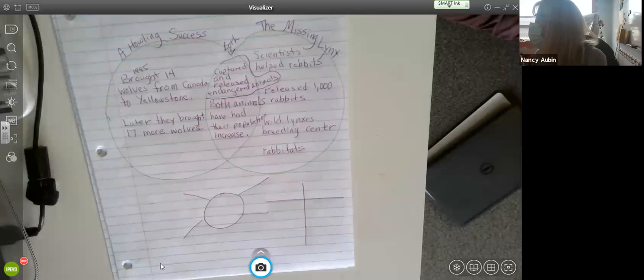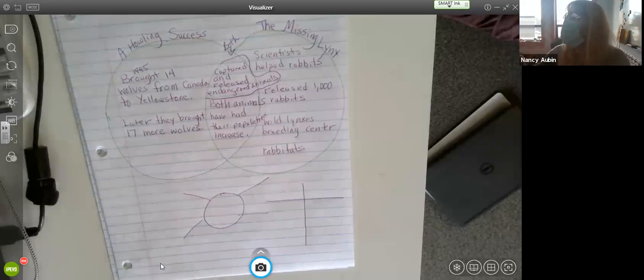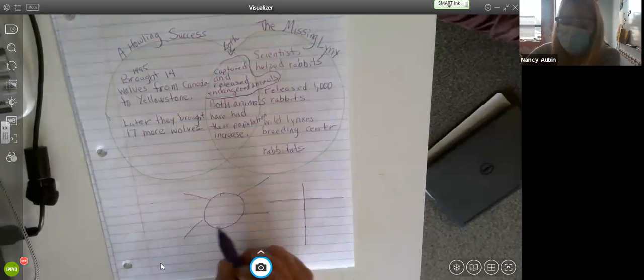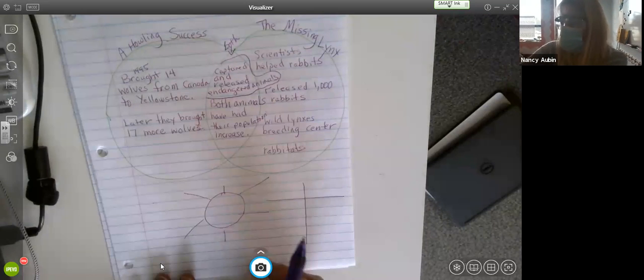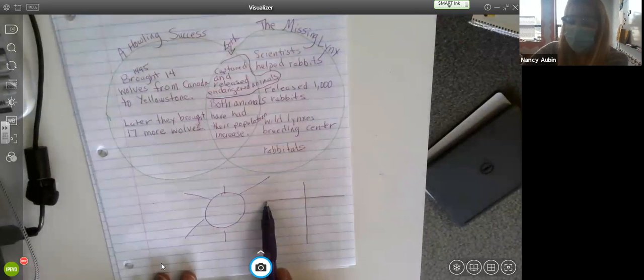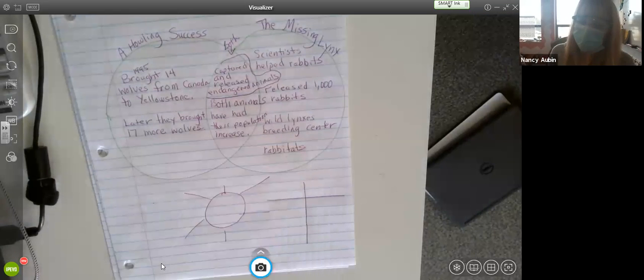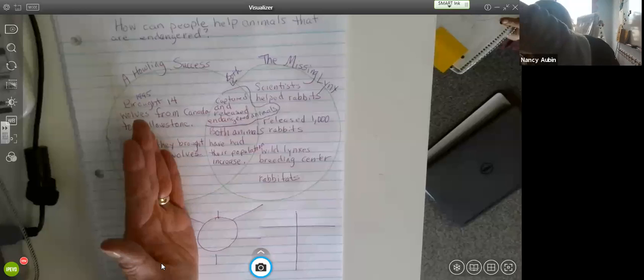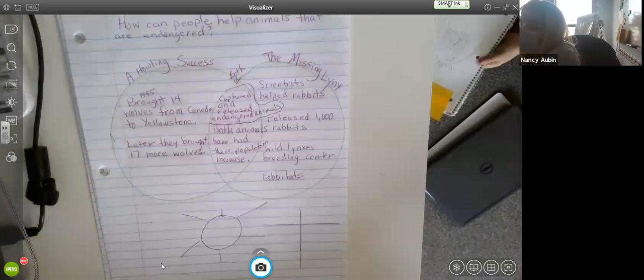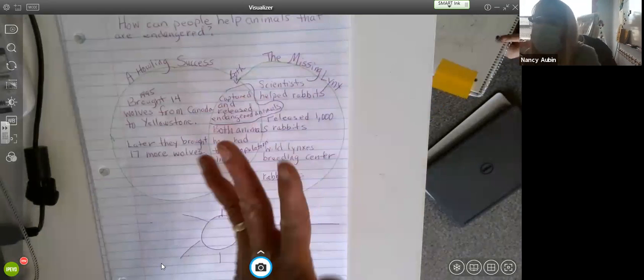But if you hear the words compare, contrast, you know they're going to have similarities. The Venn diagram is perfect. It's my favorite for that. I also like the web where you put, if you're just brainstorming about one topic. Or maybe if you have two topics, you can do this side is this and this side is that. But for today's question, how can people help animals that are endangered? Well, this is what scientists did here to help the wolves. This is what scientists did here to help the lynx. And then here are their strategies.